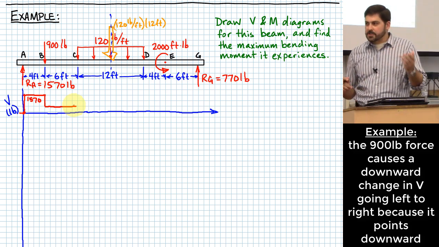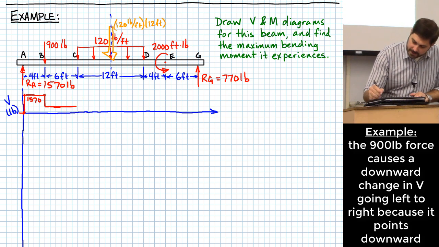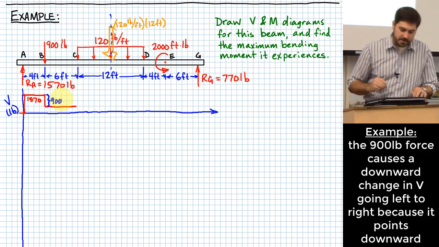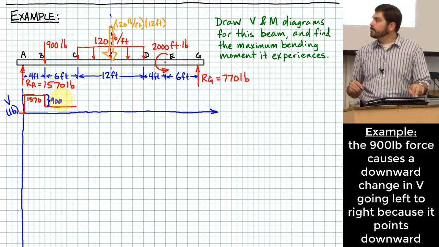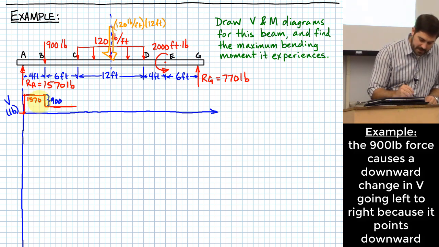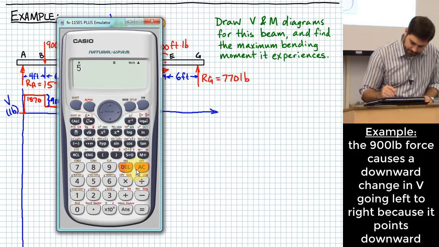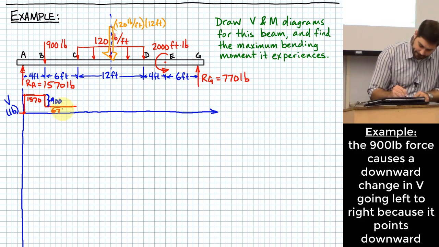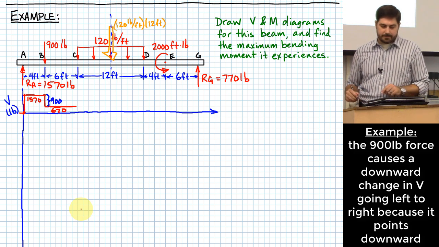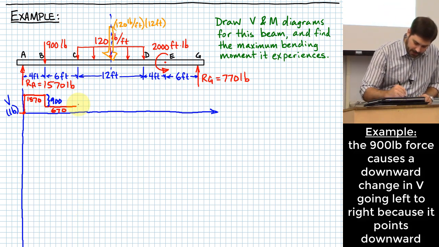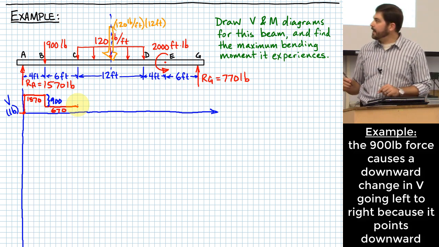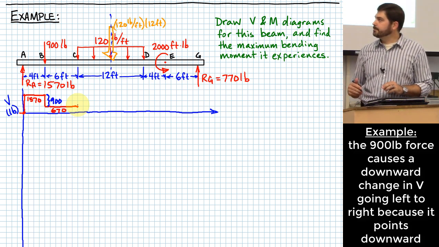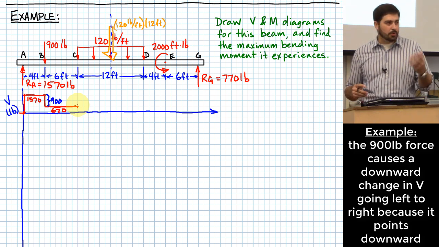Well, here's where we actually do need to do a quick calculation, because this value right here was the 900 pounds. And so we need to take 1570 and subtract 900. That gives us 670, right? And that applies till we hit the beginning of that distributed load, again based on rule number 1.